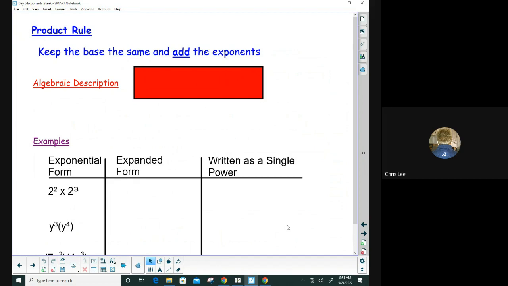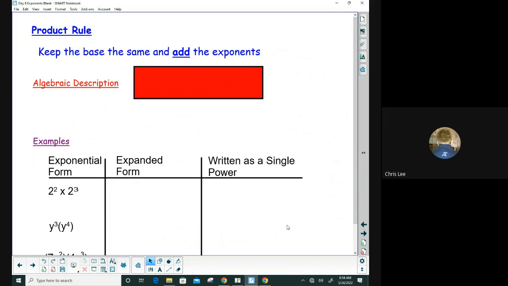Think back to when we did algebra. We did collecting like terms, which was to make complicated expressions easier. The exponent rules do the same thing. Get complicated big numbers into something that's easier.